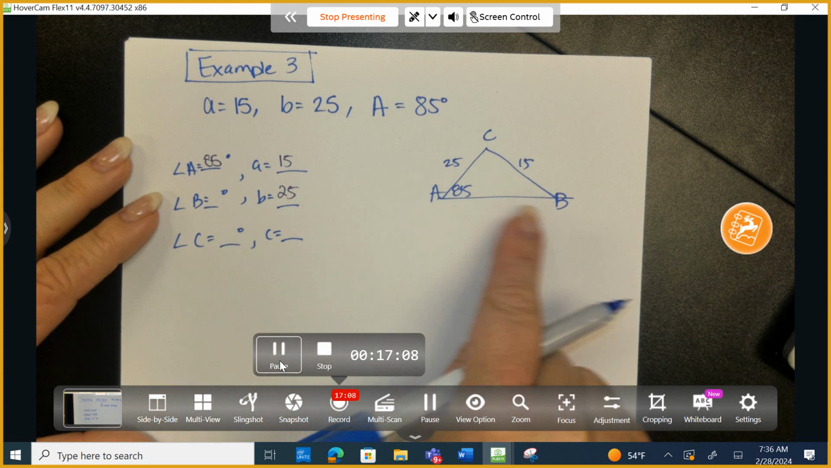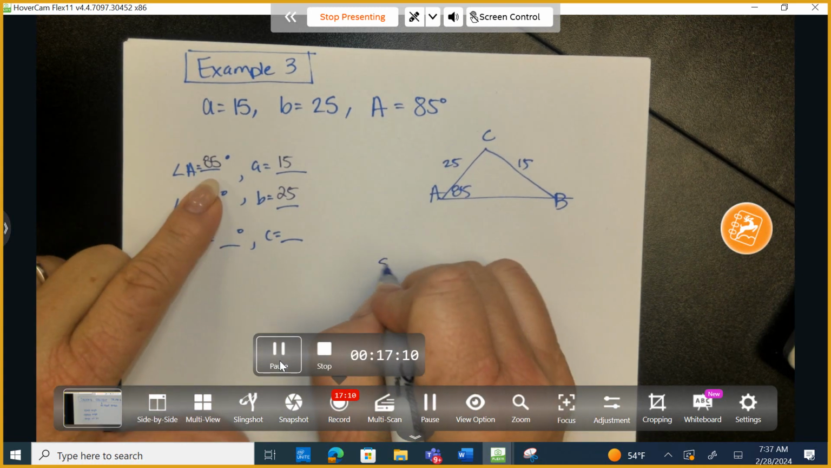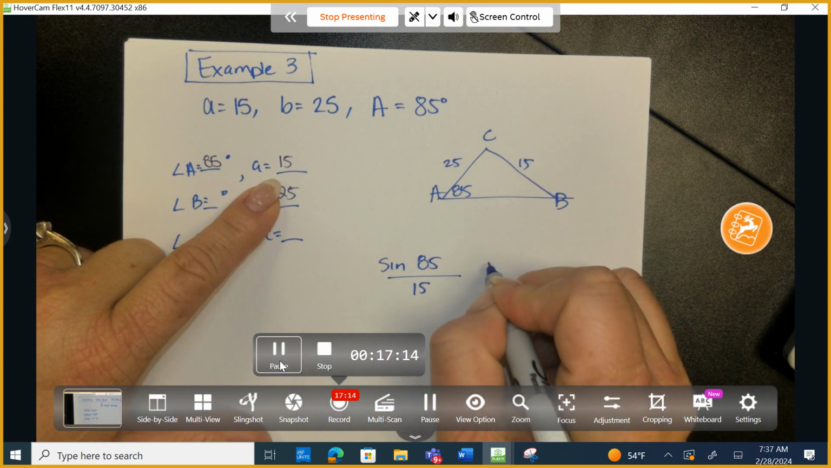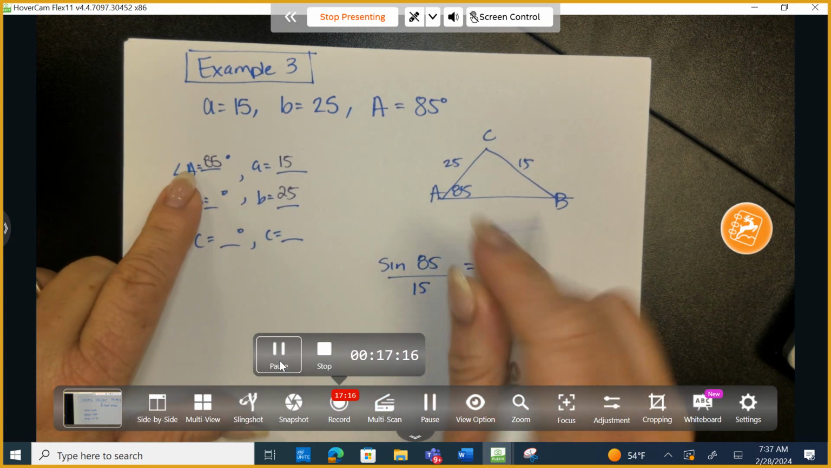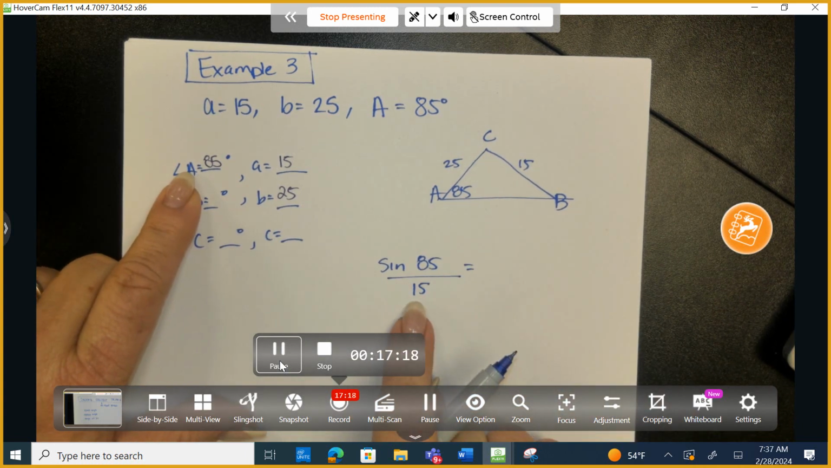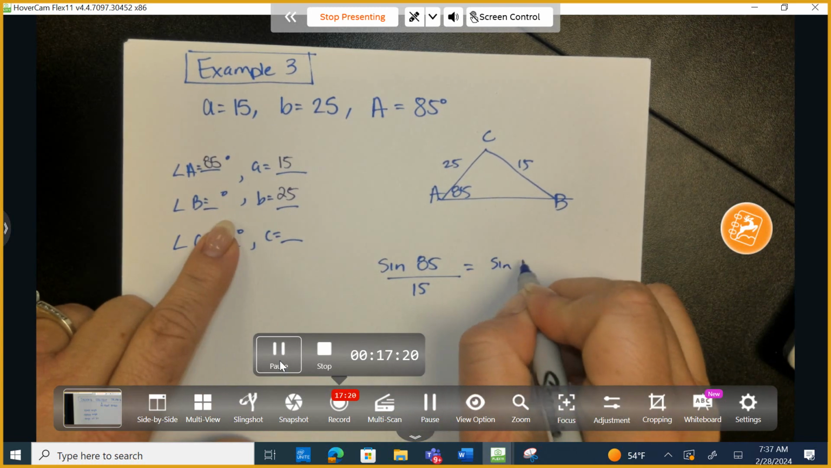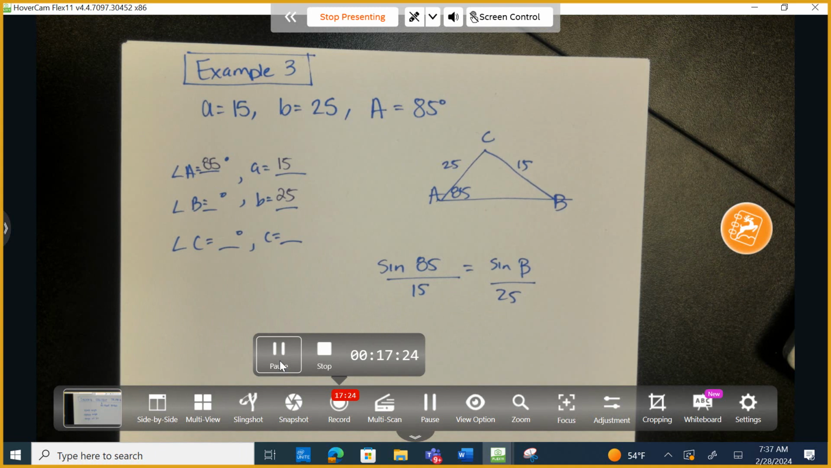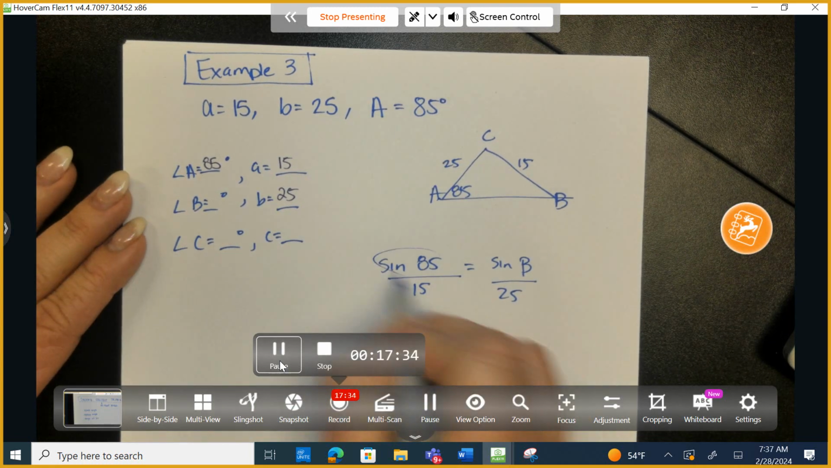So let's go ahead and try to find angle B. I'm going to do sine of 85 over side A equals, so sine of angle A over side A equals sine of B over side B. Remember, we just did example number 1, and when I got to a certain point, I wanted to remind you that the range of sine is between -1 to +1. Keep that in mind.